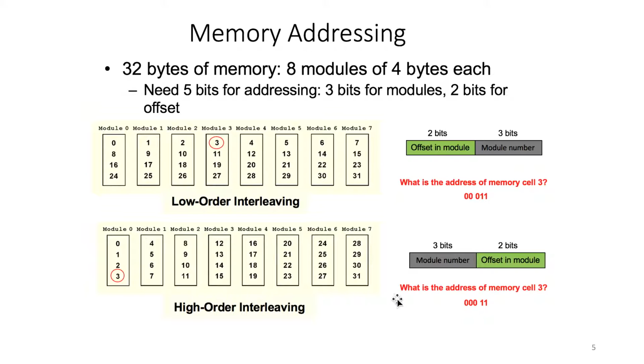So now, for example, we want to access the location or address 3 of the memory. You can see that address 3 corresponds to module 0 and offset 3. So with module 0, the bits representing module 0 are going to be 0 0 0. And offset 3 means 1 1. So we can see that in order to access the memory at address 3, we use the address 0 0 0 1 1.